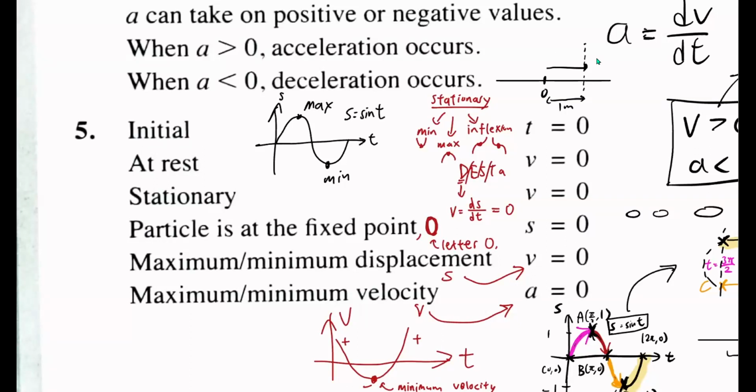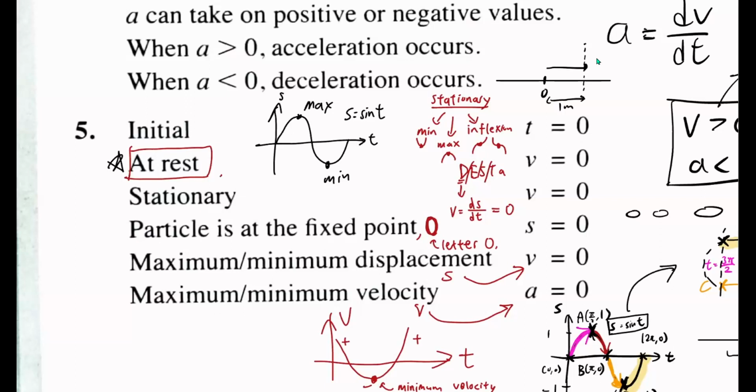Velocity, v equals 0, right? When you have it at rest. This is the main point, actually. This is the one that will appear the most often: at rest, and v equals 0. The rest you can deduce on your own.